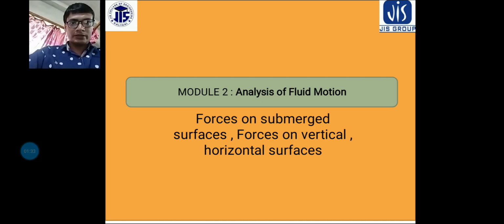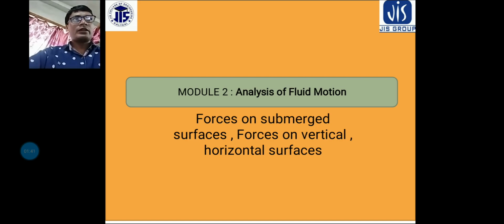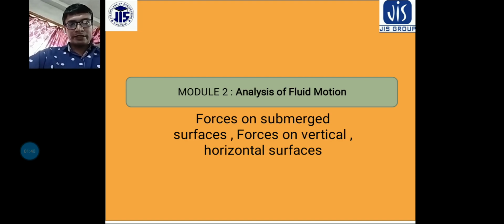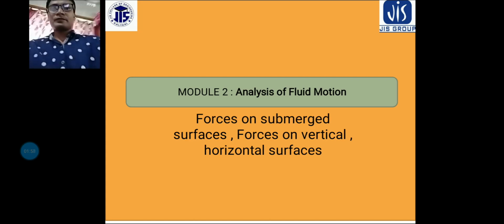Here the main consideration should be that there is not any kind of relative motion between two layers of the fluid. So we are considering the fluid at rest. At that time we are calculating the forces on the submerged surface, the submerged body. So the main consideration is this.